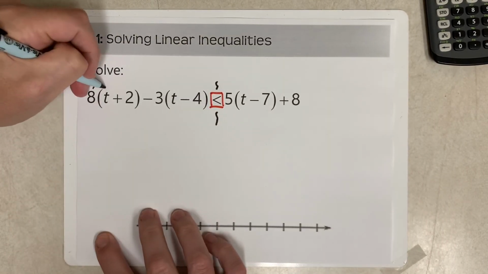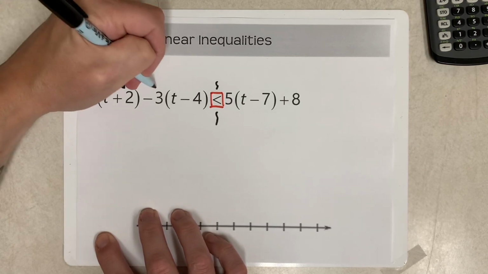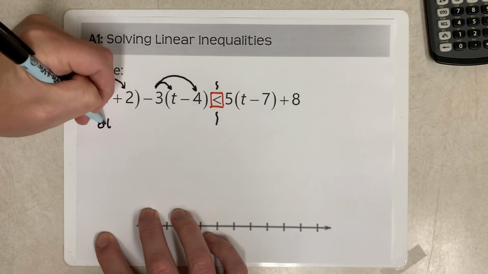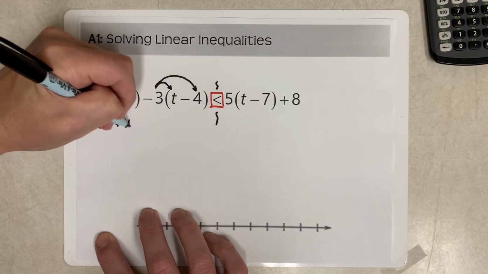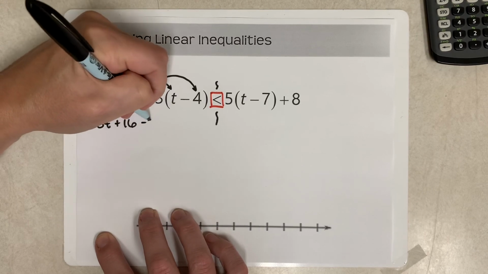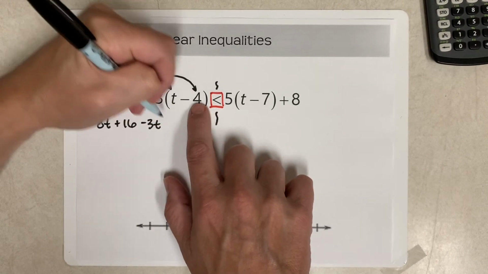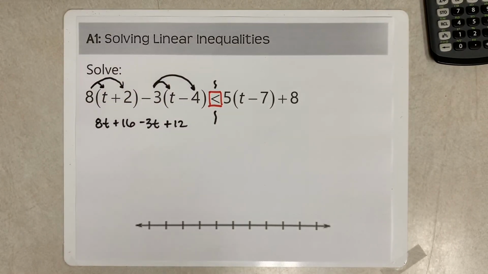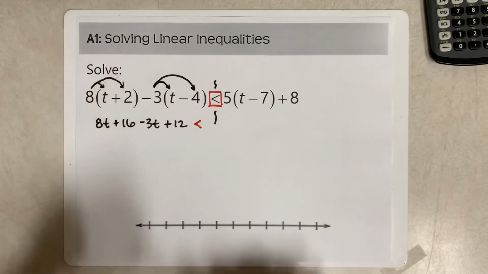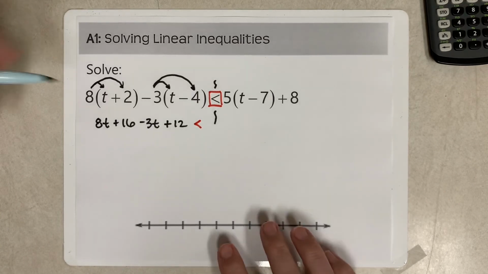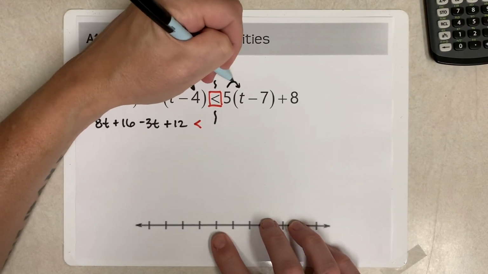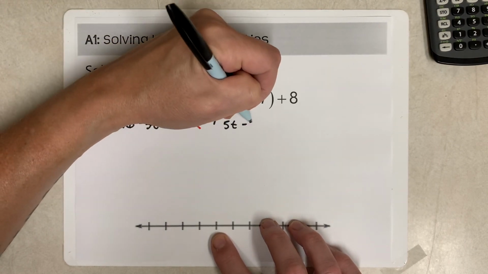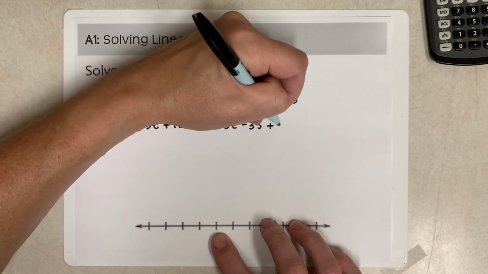So I'm going to distribute this 8, and I'm going to distribute this -3 first. So I'm going to get 8t plus 16 minus 3t, and then that would be a positive 12. I have to keep the same symbol now. I'll write that in red just to show you where it's at. Now the other side is going to become 5t minus 35. And it's still plus 8.